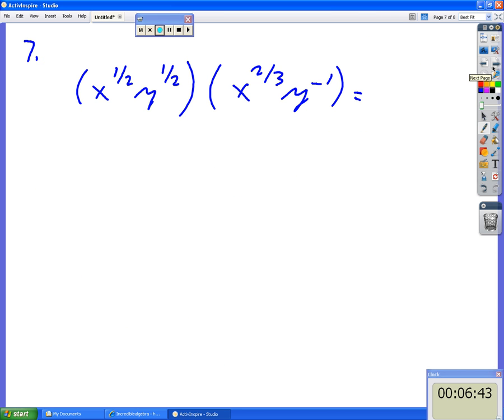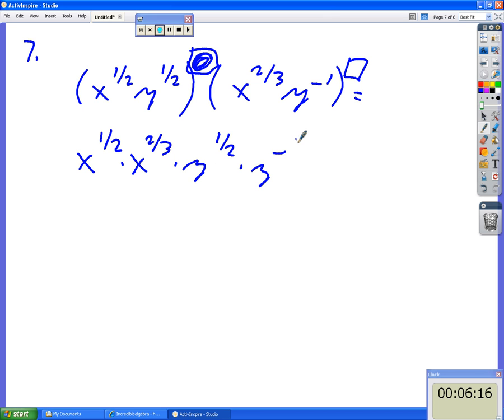Number 7. We're multiplying these together. We don't have any exponents out here, so we don't have to worry about this one. We don't have any here, so we don't have to worry about those. There's nothing there. So I'm going to take x to the 1/2 times x to the 2/3 times y to the 1/2 times y to the negative 1. I'm rewriting them, putting the x's together and the y's together.